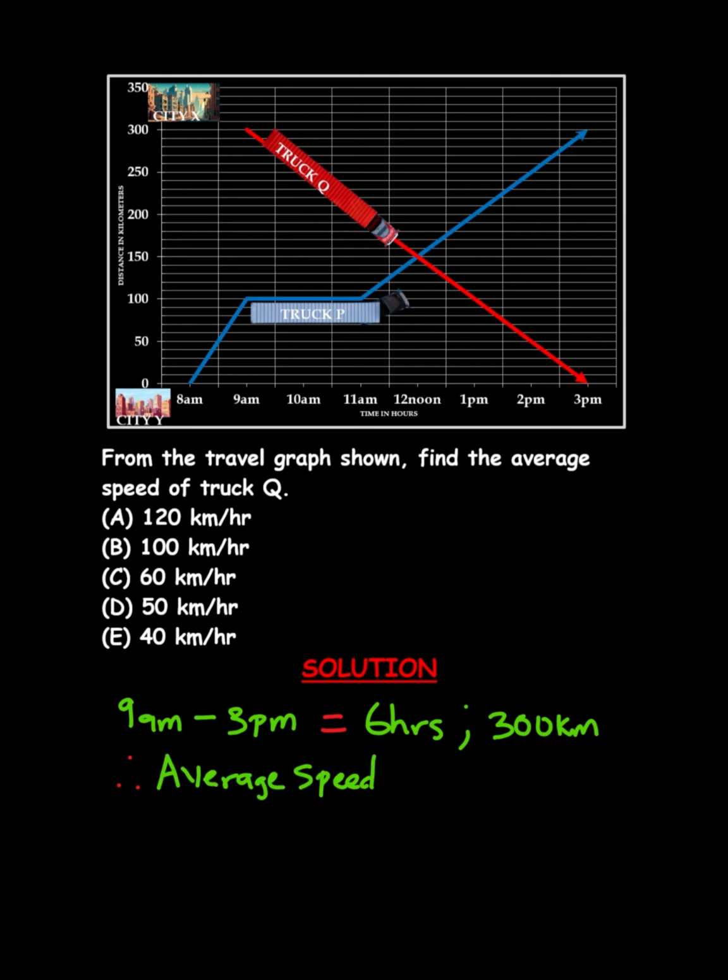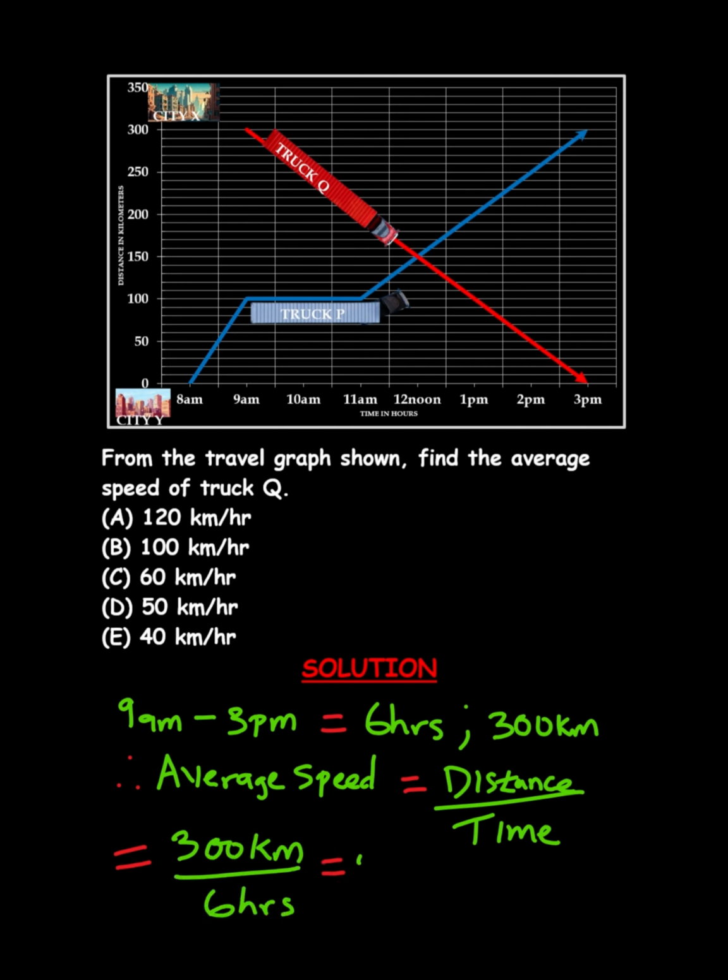Therefore, average speed equals distance divided by time, which equals 300 kilometers divided by 6 hours, equals 50 kilometers per hour. The correct answer is D.